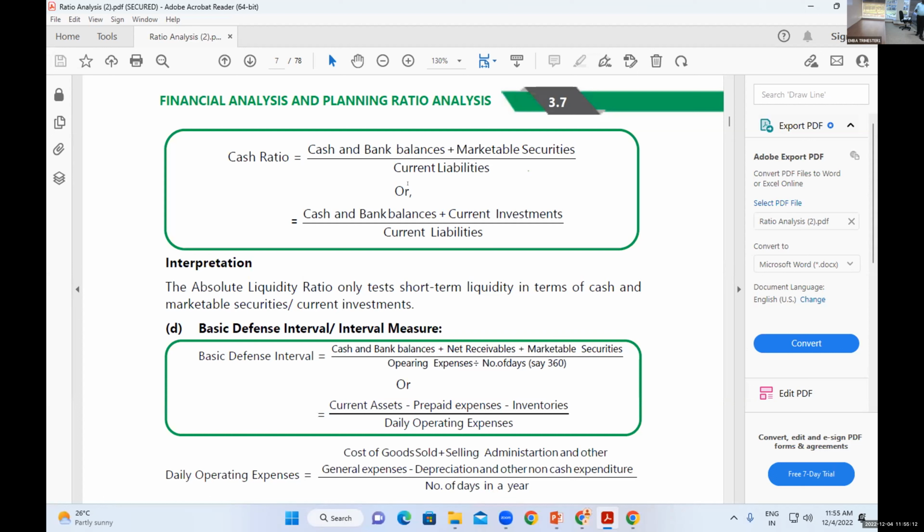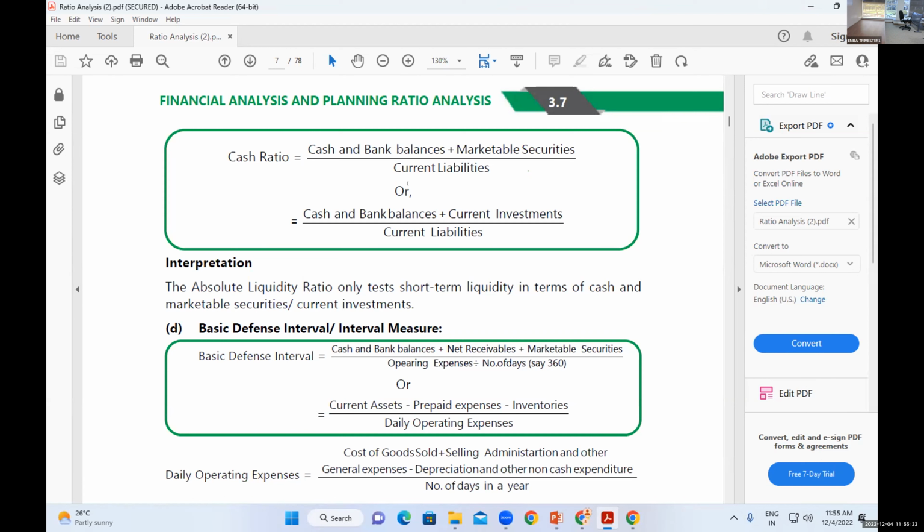Okay. So what is the interpretation you can give now? The absolute liquidity ratio only tests short-term liquidity in terms of cash and marketable securities. What should be the standard ratio here? Standard ratio? If you want to have 1:1, not possible.